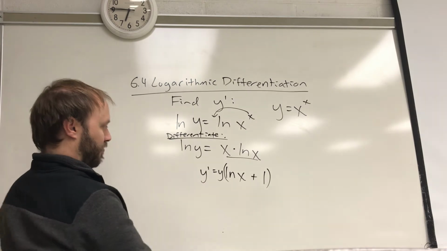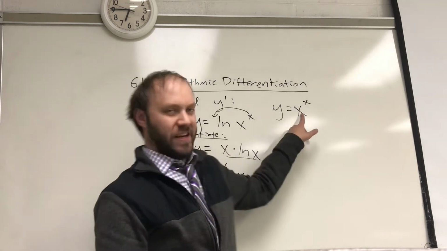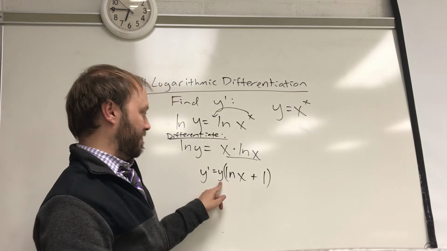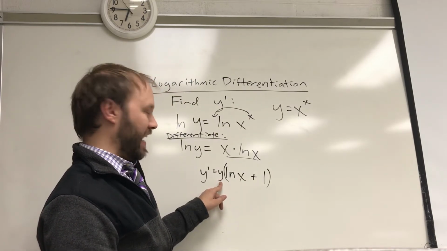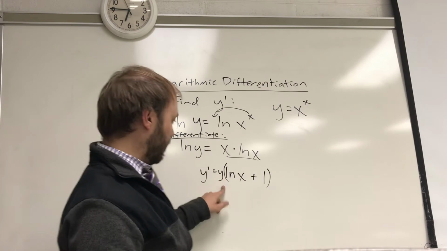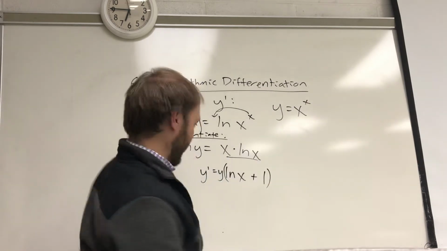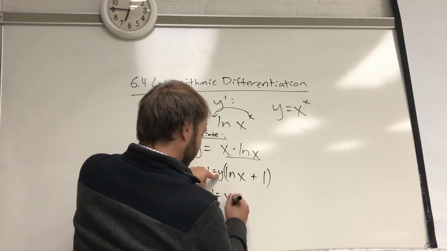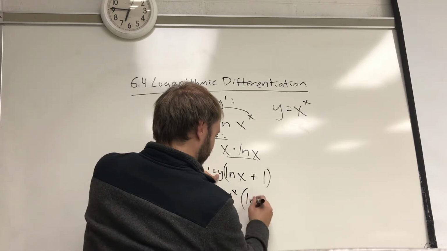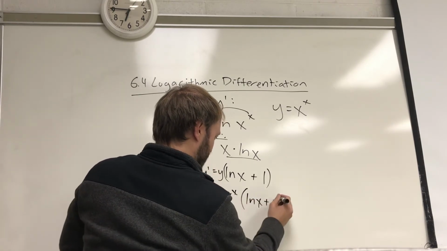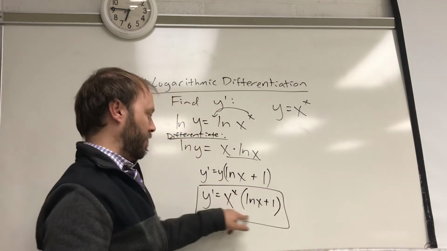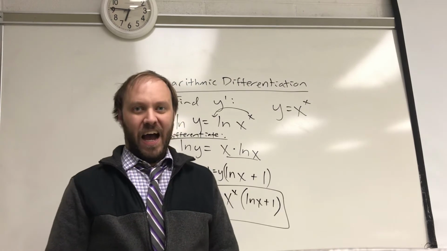Same issue we had before. The original equation was written in terms of x, and suddenly this thing has a y in it. Okay, so again, that's kind of weird. But I can replace the y with the x to the x. And so my final derivative is going to be y prime equals x to the x times the ln of x plus 1. Okay? And you can distribute that if you wanted to, but I think that would be a pretty standard form to leave this in.